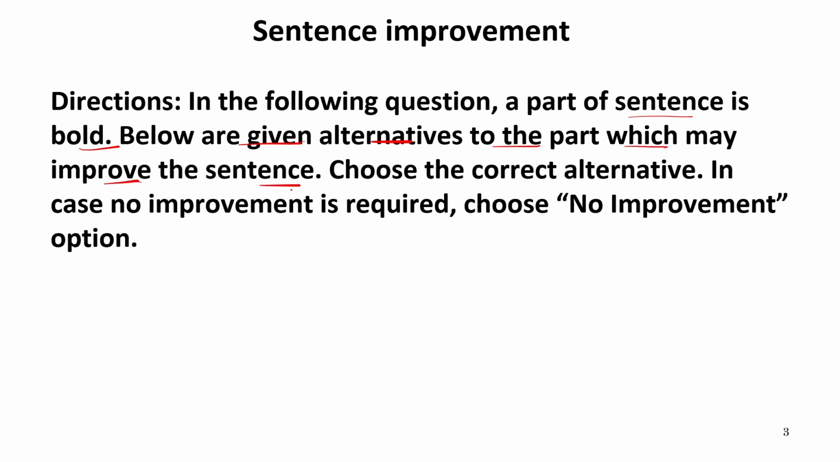Now, it might be that the bold part is grammatically incorrect and we are given some alternatives. So out of these alternatives, we have to select that particular alternative or option that can substitute the bold part and make the sentence correct. Choose the correct alternative. In case no improvement is required, choose the no improvement option. Now, if the sentence is absolutely correct, if the sentence is not containing any error, it means our answer will be no improvement required. So, let's begin the session.